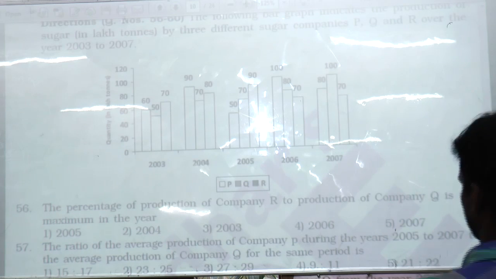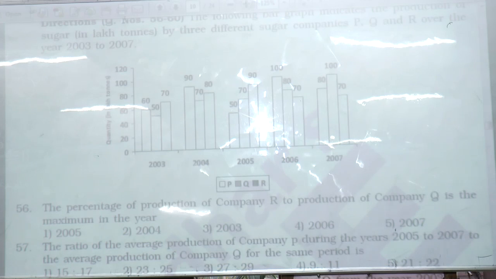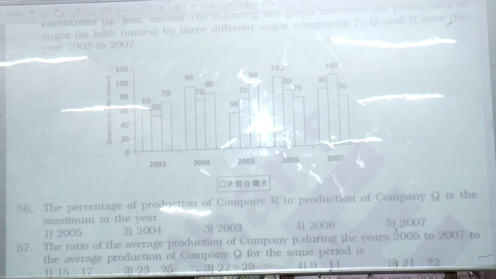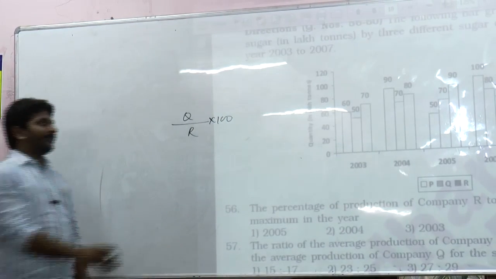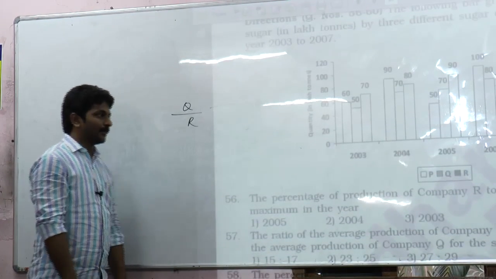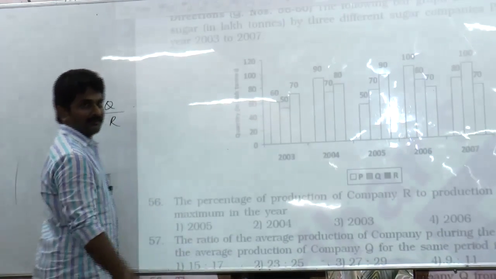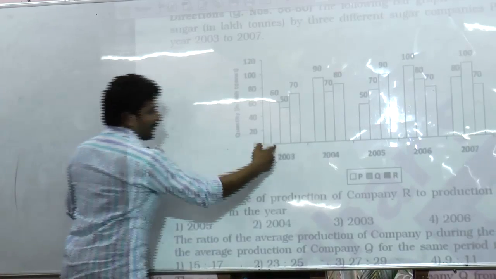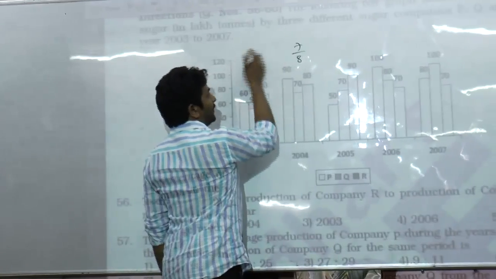Question 56. The percentage of production of company R to production of company Q is the maximum in which year? Production of R with respect to production of Q in terms of percentage, Q by R into 100. Or else if the fraction is more, then percentage is more. Now, in 2003, Q is 50 and R is 70, 50 by 70. Fraction here is 5 by 7. And here it is 7 by 8. This is 5 by 7.